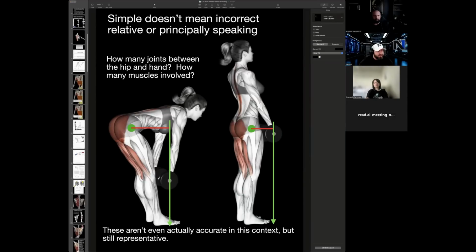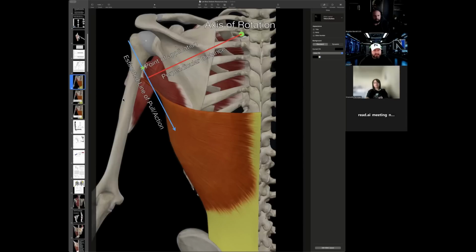Okay. So here's the thing that I sent you, right? This is a very simple model, a very simple calculation of a moment arm. This is the engineering look of a very simple moment arm, assuming that we're looking at one thing in isolation. We're not looking at the complex system. We're looking at the point of application, estimated line of pull or line of action, and axis of rotation. Now, does this represent everything? Absolutely not.